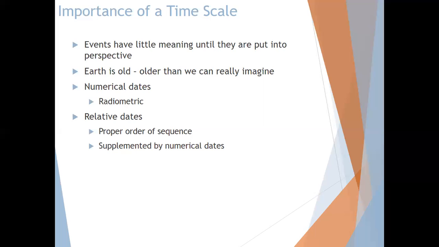We'll talk about 2 different types of dates as we go through some of this. There's the numerical dates. These are usually determined by radiometric dating. So carbon-14 is an example of that. Or relative dates. With relative dates, it's putting things in order, in sequence. So what happened first, second, and third. Those are then usually referenced out to a numerical date, but relative dates are putting things in order first.